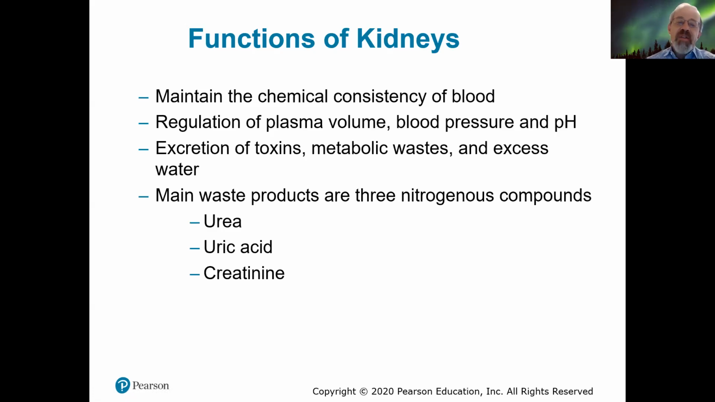All right, when we talk about waste products or metabolic waste, besides the water and the toxins, some of the things that are excreted are what we call nitrogenous compounds. Urea, uric acid, and creatinine. These are all nitrogenous compounds. Some of them are breakdown products of proteins. The most abundant is urea. That's the most prominent one.